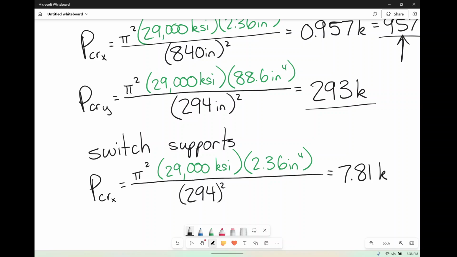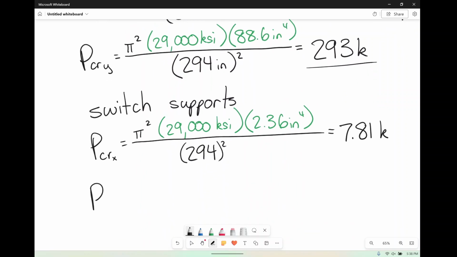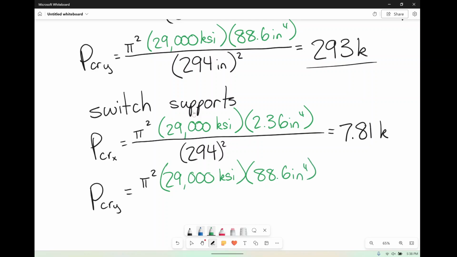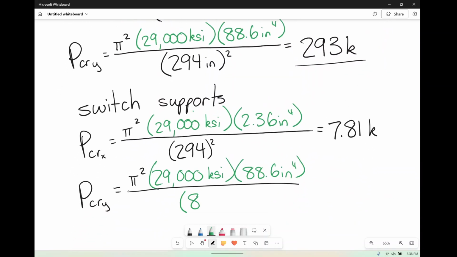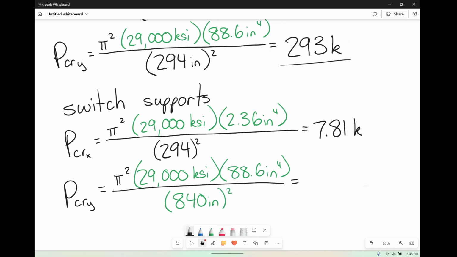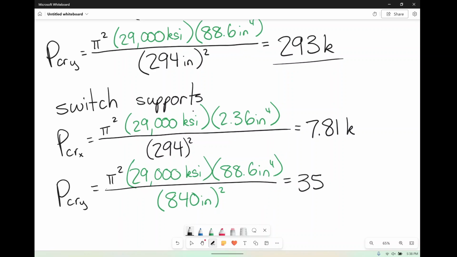Okay, that's quite the improvement, but what then happens for the y direction? Well, this one's now pi squared times 29,000 KSI, and then also times 88.6 inches to the fourth, divided by this one is now 840 inches squared. So we're going to get this time 35.9 kips. And you're still thinking, yeah, well, this guy's still controlled.